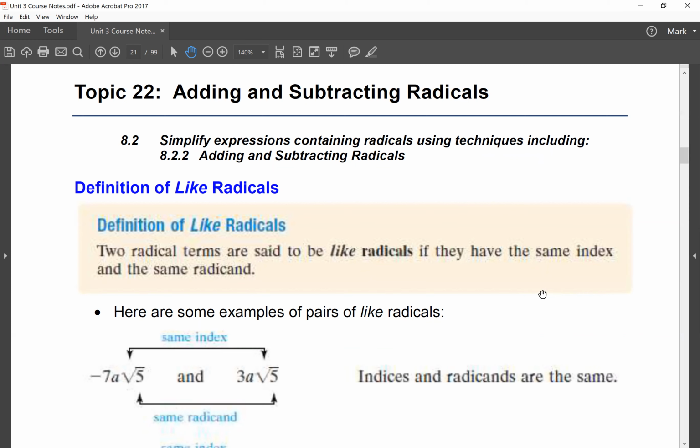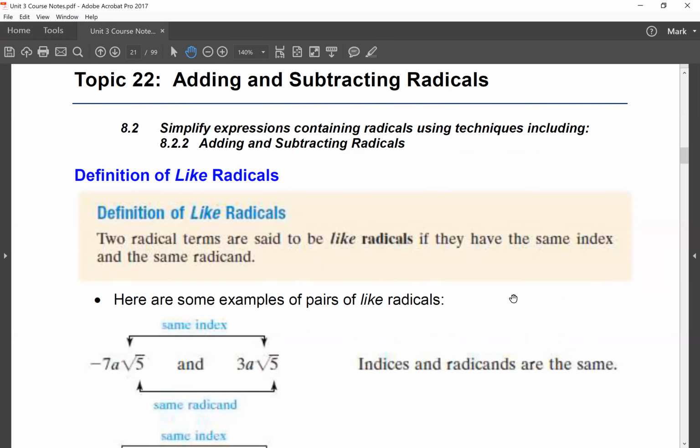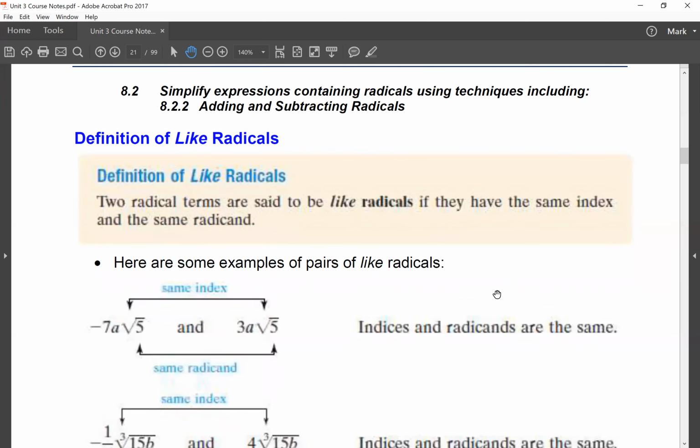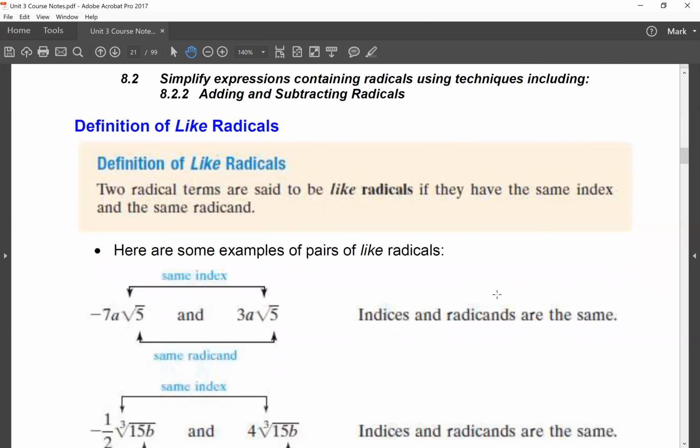So two radical terms are said to be like radicals if they have the same index and the same radicand. Now, what does that mean? All that means is the root part and the radicand part must be the same. It needs to have the same index, as in if it's a cube root or a 4th root, it needs to have the same number there. And what's under the root needs to be exactly the same as well.